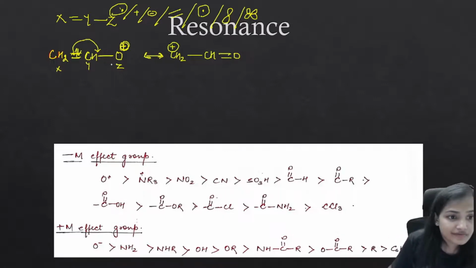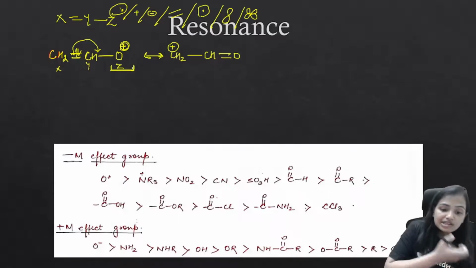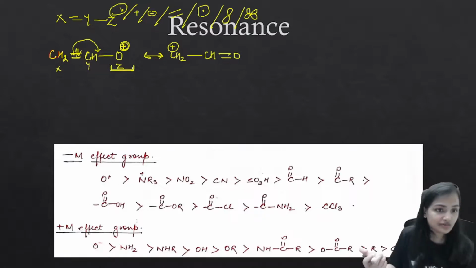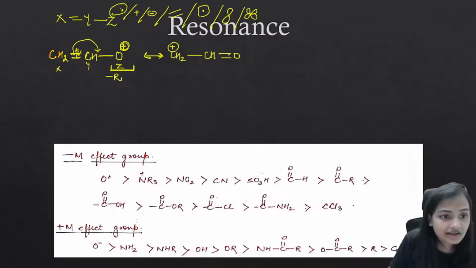Now if someone asks you, this is a Z group, so what type of effect is this showing? This is pulling the shared pair of electrons towards itself, delocalizing the shared pair of electrons towards itself. So this is minus R in nature.